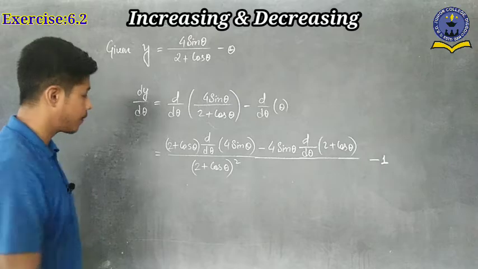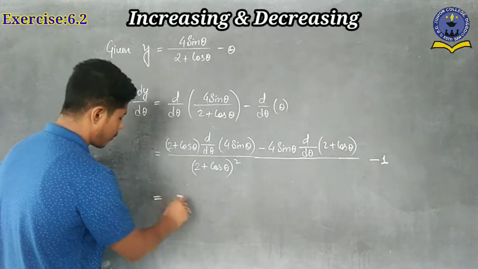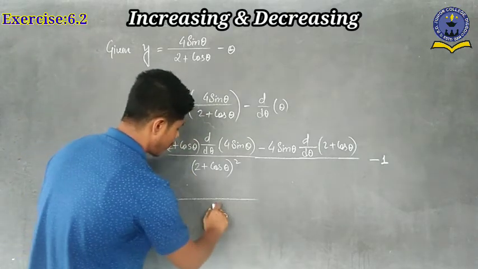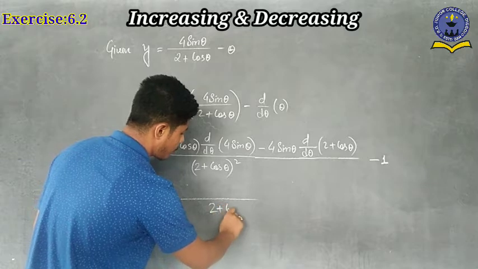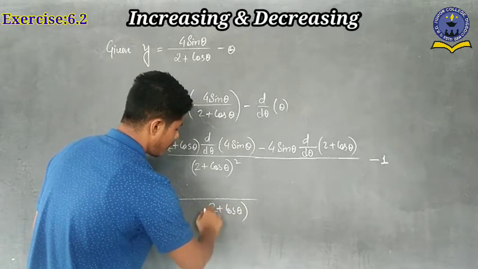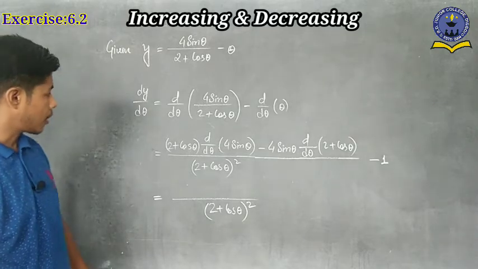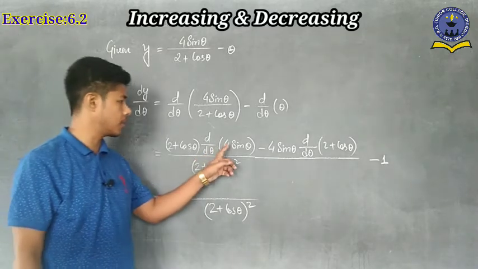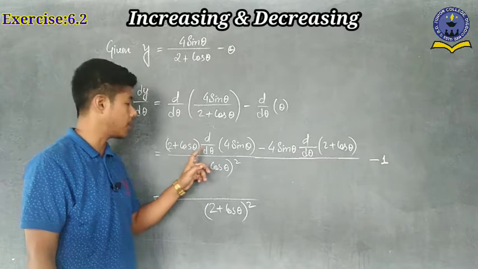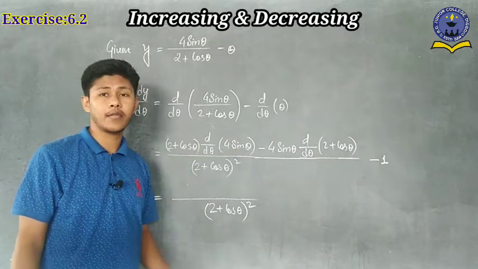So now after differentiating, if we calculate this result, the denominator is the same, so we write 2 plus cos theta whole square. Here 4 is a constant term and comes outside, and d by d theta of sine theta is cos theta.